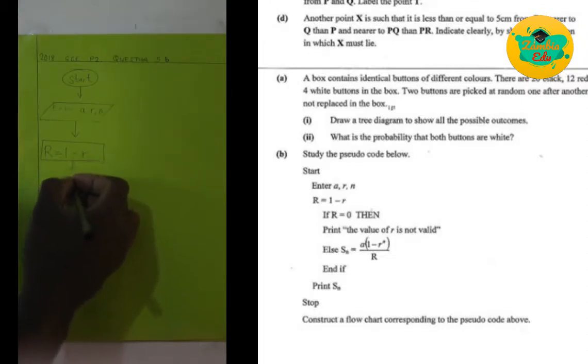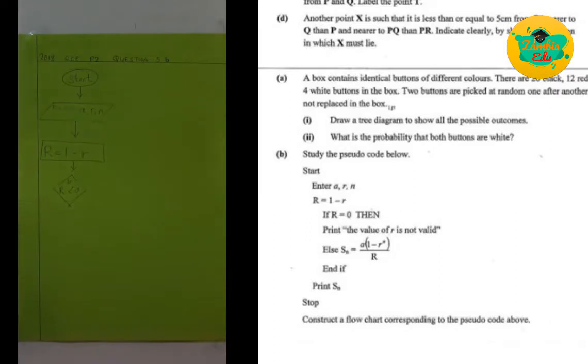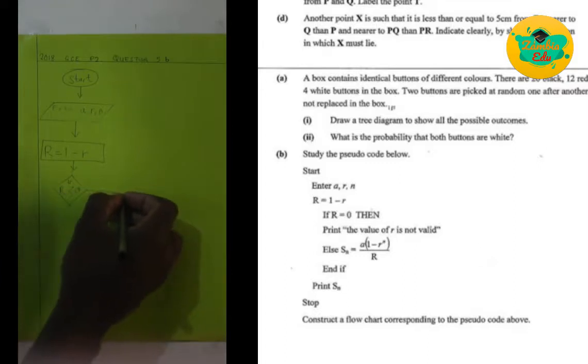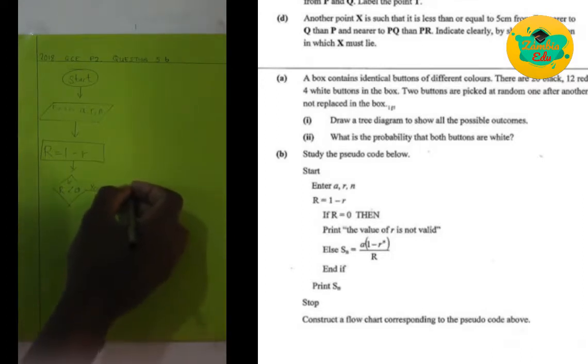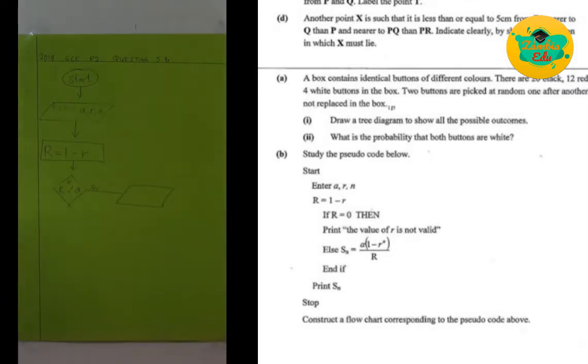Then if capital R is equal to 0, so meaning we have a decision box, so we do our decision box there. And in our decision box we are saying is R less than 0? Is R less than 0? Then print. So the moment you see then, it means that was a yes. So the yes. Then print. So if they say print, print and display is the same thing. So it means you introduce an output box or the display box there, and say then print the value of R is not valid.